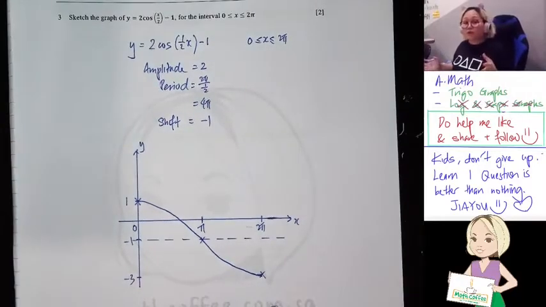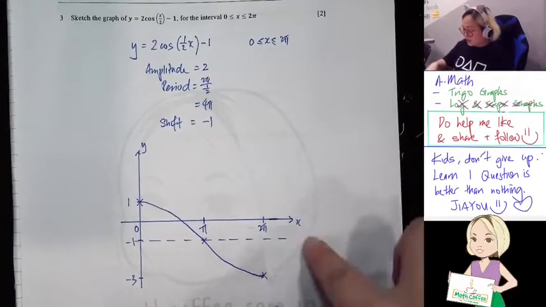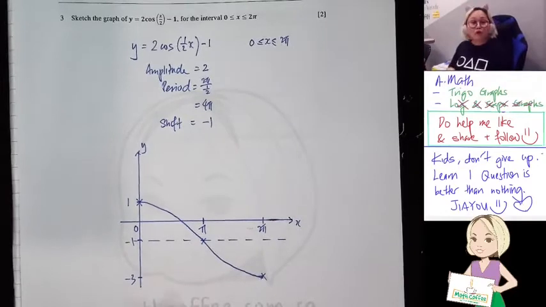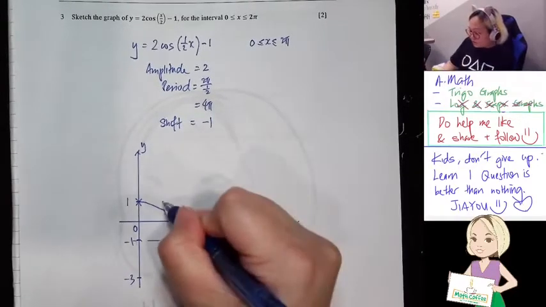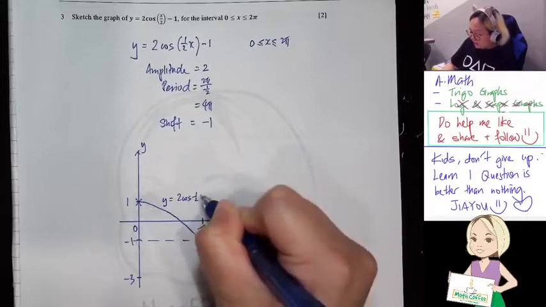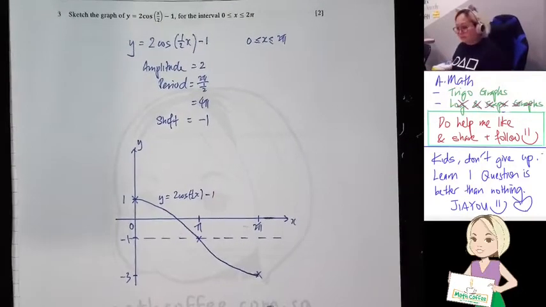Because we only need to draw half a cycle, the other half is like that and like that. Correct now? But we have no need to draw that. So this one we only need to draw half a cycle. So lastly, label this as y equals 2 cosine half x minus 1. Done.